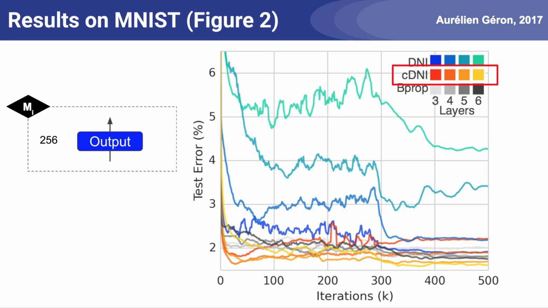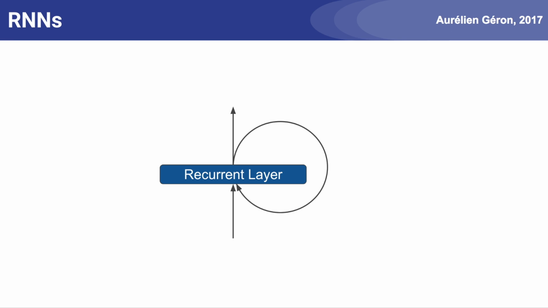I'm curious to know why they did not use the same synthetic models for DNI and CDNI, because it feels like we're comparing apples and oranges. Anyway, it clearly demonstrates that CDNI performs much better than backpropagation on this task, both in terms of final accuracy and training speed. There are many more results in the paper if you're interested, in particular great results with convolutional neural nets. Another great application of synthetic gradients is in recurrent neural networks.